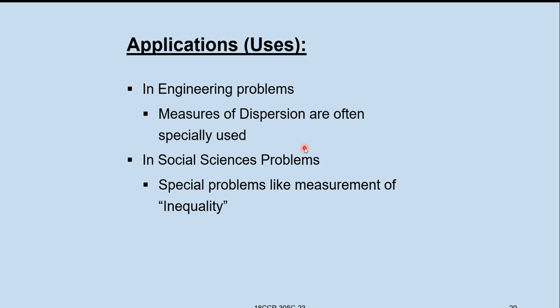It has a wide range of applications, where we can apply these measures of dispersion, in which areas like that. In engineering problems, measures of dispersion are often specially used. For example, in quality control, the quality control people will reject the product if the quality is much different. There is a lot of difference between the quality of the item. The quality is rejected.